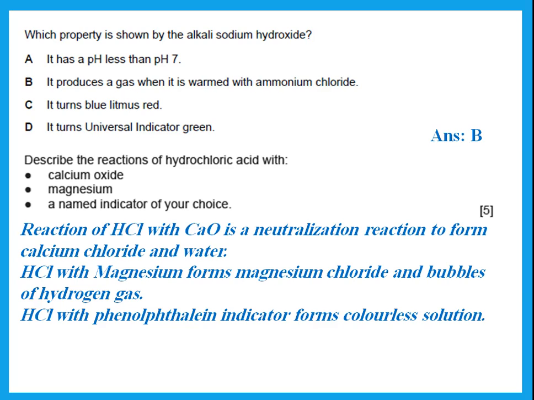Now if I put hydrochloric acid with magnesium, what is formed? Magnesium chloride and hydrogen gas, so I will see bubbles of hydrogen gas. Remember that for any reaction that gives out a gas, if the question says what is observed or what do you see, write bubbles of gas. Now if I put in an indicator, which indicator did we choose here? We chose phenolphthalein.